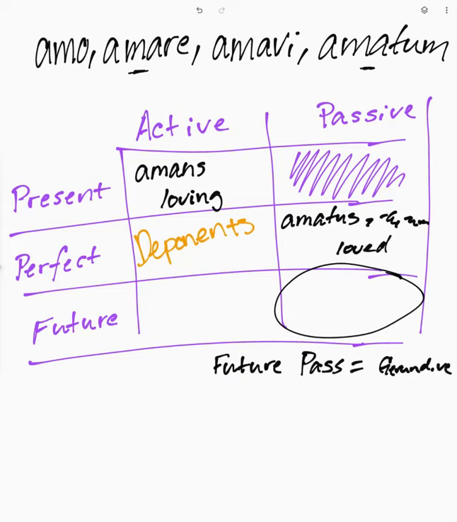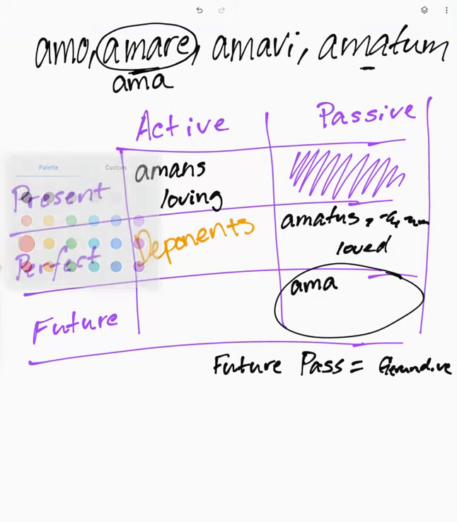So how do I form it? It's very similar to what we've done before. You go to your second principal part, so we're going to use amare. You're going to take off the RE and add A-M-A. Okay, that's your stem. So I'm going to add this to my little box here. Then you're going to add the letters N-D, as in gerundive. That's how I always remember it. And then you can add your gendered endings.